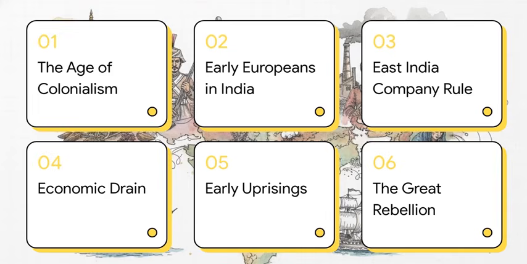We've got a lot of ground to cover today, so here's our roadmap. We'll be moving through: 1. The age of colonialism. 2. Early Europeans in India. 3. East India Company rule. 4. Economic drain and devastation. 5. Early uprisings and resistance. And finally, 6. The Great Rebellion.